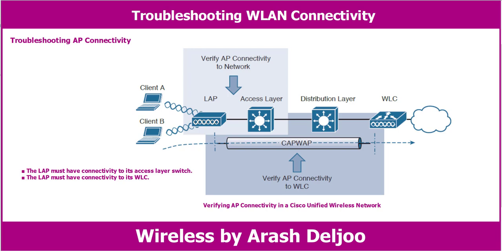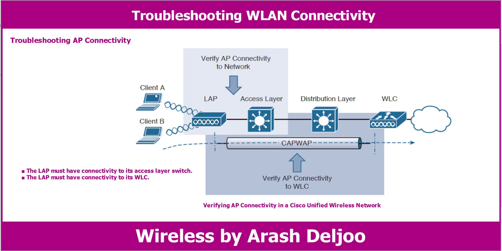Otherwise, the split MAC architecture creates several different points where you can troubleshoot. Recall the Cisco Unified Wireless Network structure illustrated in this figure. To successfully operate the lightweight access point, or LAP, and provide a working BSS, the following two things must work correctly. First, the LAP must have connectivity to its access layer switch, and the LAP must have connectivity to its wireless LAN controller.